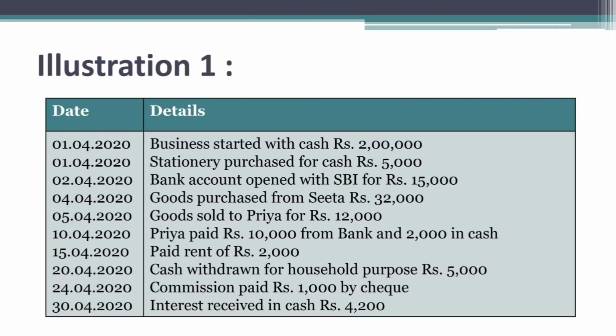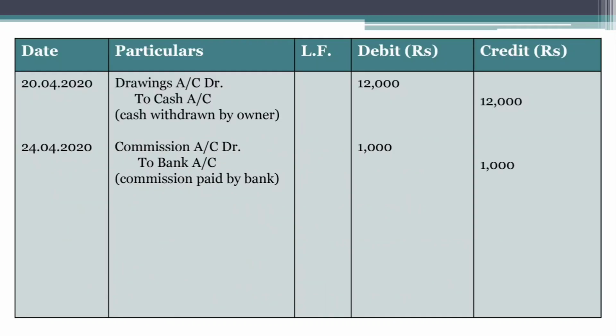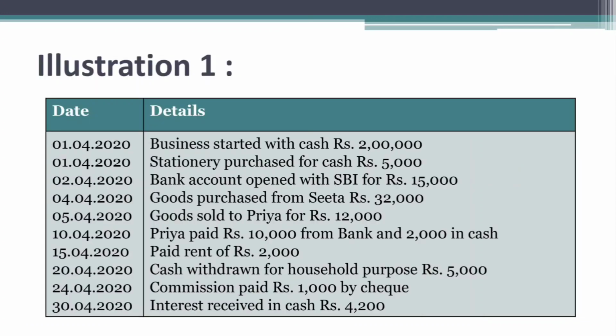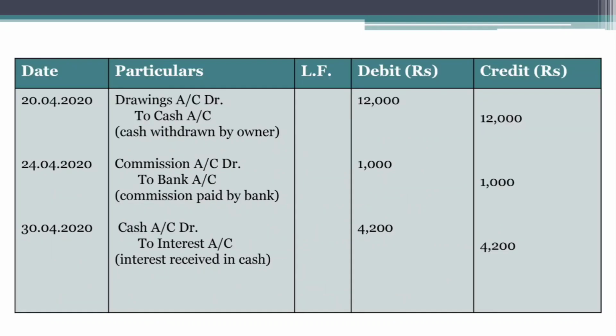Commission paid Rs 1,000 by check. This is an increase in expense. So we debit the commission account with Rs 1,000. Interest received in cash Rs 4,200. This is an increase in gain. So we credit the interest account and debit the bank account or the cash account with Rs 4,200. We have now understood the basics of journal.